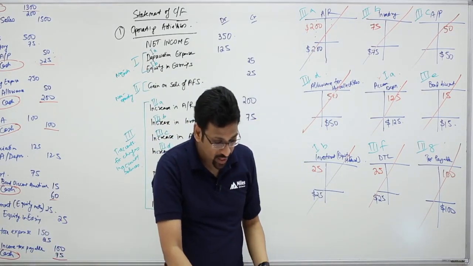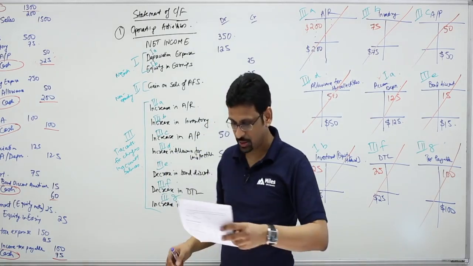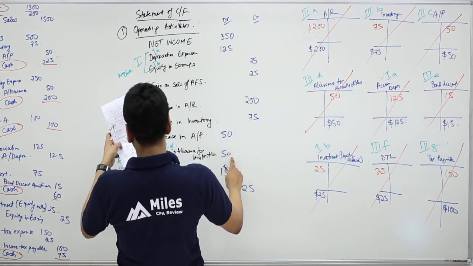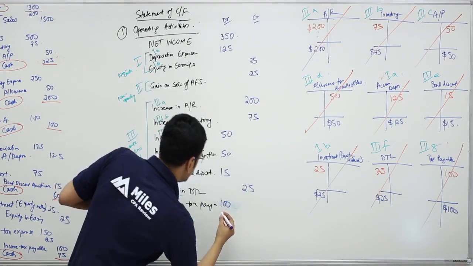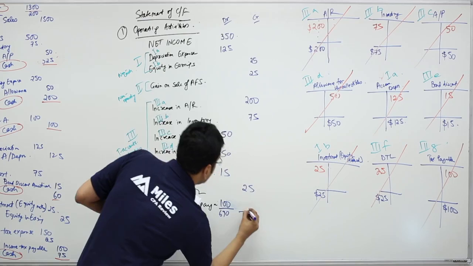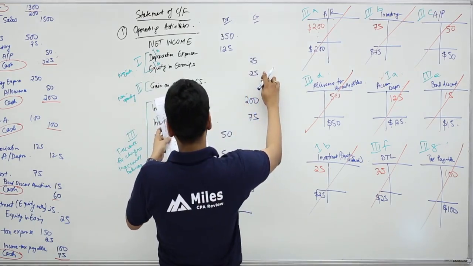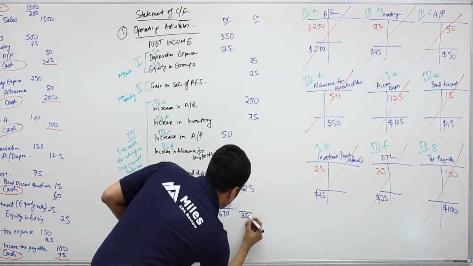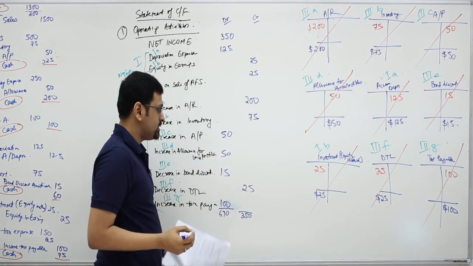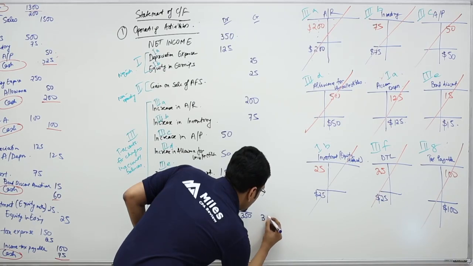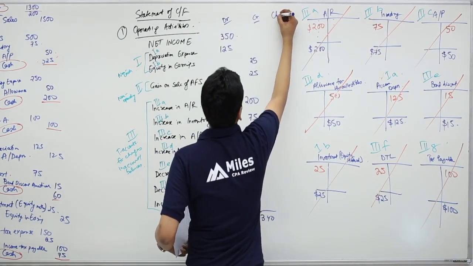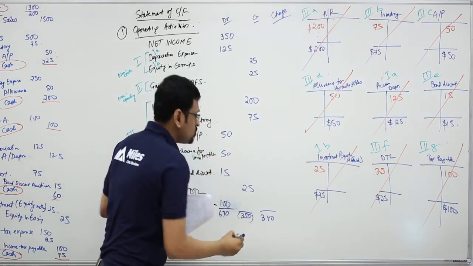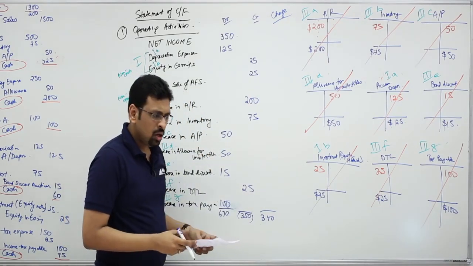Now, let's look at the very important calculations. 350 plus 125 plus 50, 50, 1500. The total is 690. 25, 25, 50 to 50, 325, 350. What is 690 minus 350? The change from operating activities is 340, and it's an increase of 340.